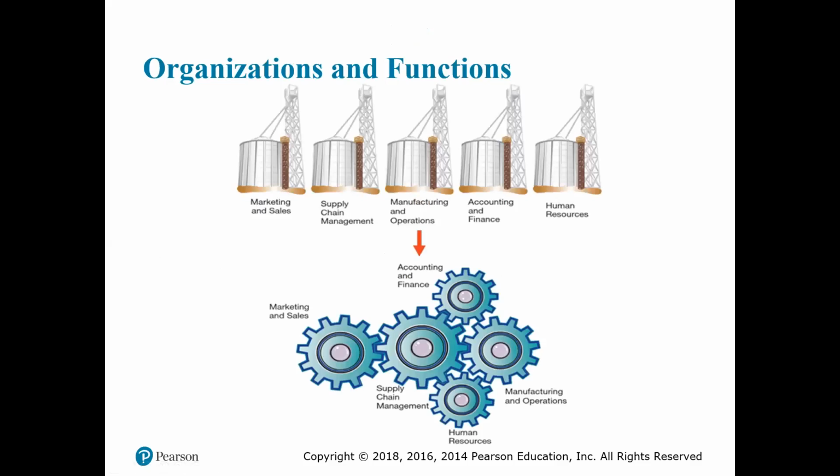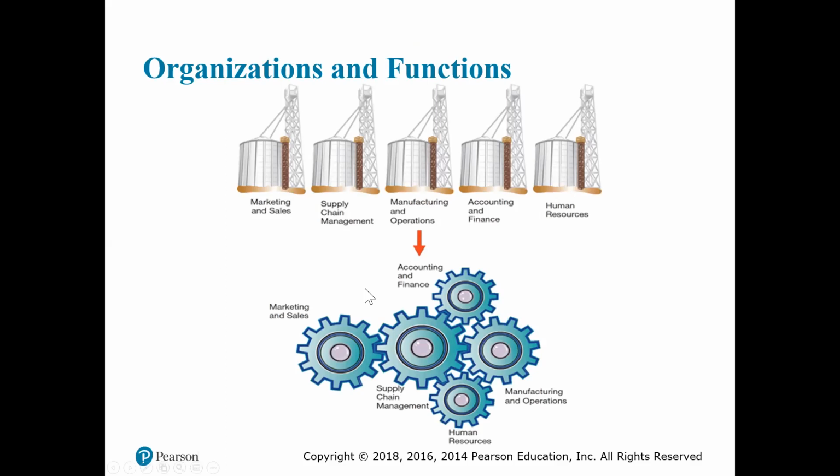Organizations and functions. Regardless of industries, corporations are made up of different functional areas, traditionally around 5 distinct functional areas, including marketing, supply chain management, manufacturing, accounting and finance, and human resources. And let's talk about what each of these functional areas is responsible for.